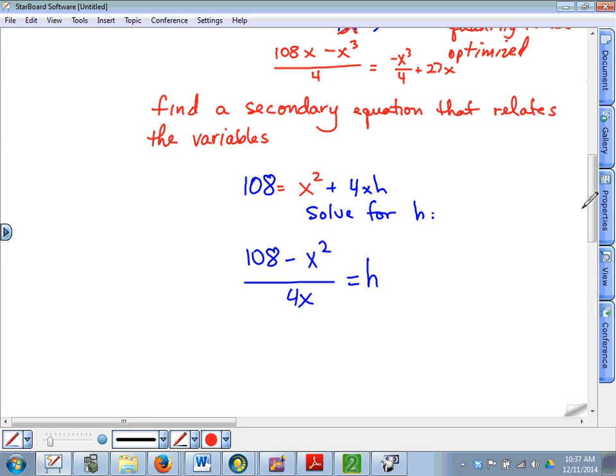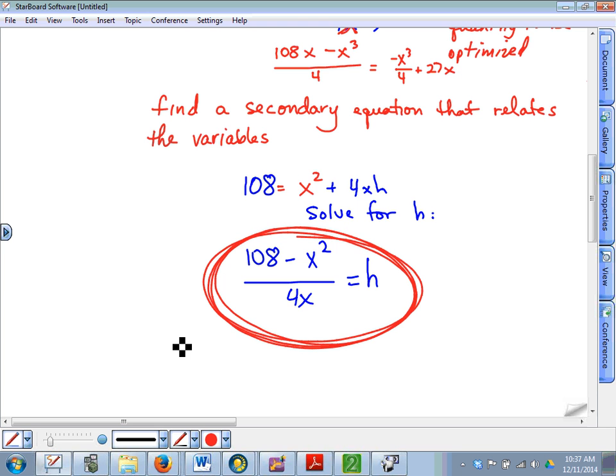Alright, what is 108 minus 36? We need to know what h is, you guys. Come on, let's go. What's 4 times 24? h is 3. You've got 36 times 3, 108, and that's the same as the surface area. You guys follow? Yep. You plug in a 6. Solve for h.